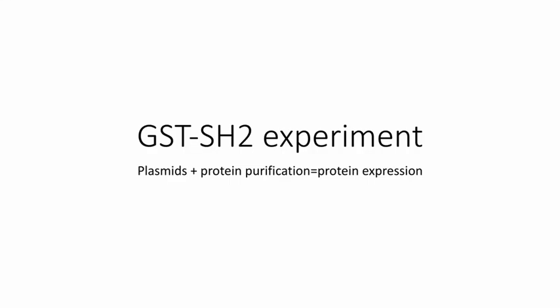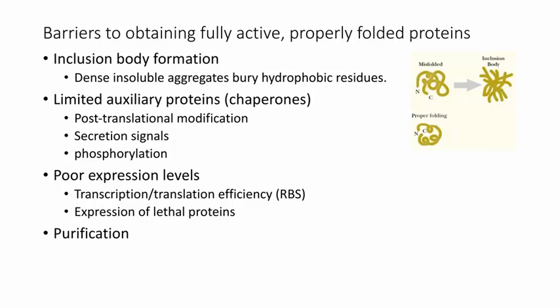In our final experiment, we're going to be using plasmids to express the protein GST SH2 in E. coli cells. So we're putting together everything that we've learned in the semester. We've learned about plasmids. We've learned about how to do a protein purification. We've learned about growing E. coli cells. We've learned about centrifugation. And we're going to be applying many of these techniques to express our GST SH2 protein.